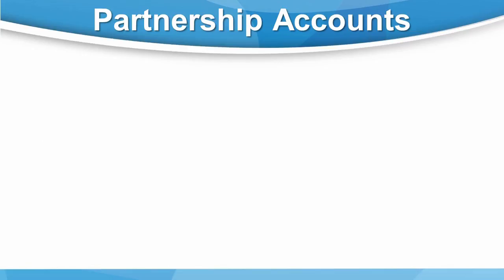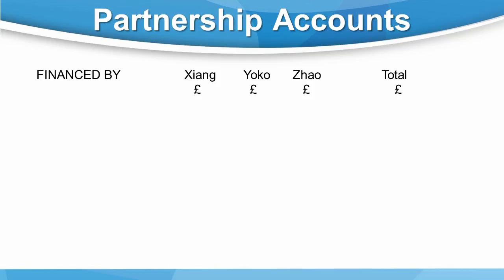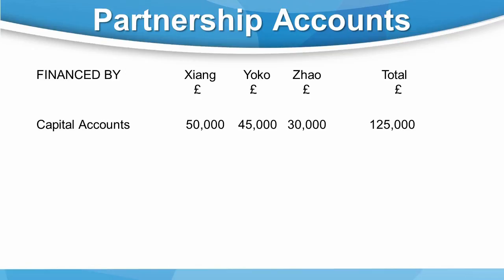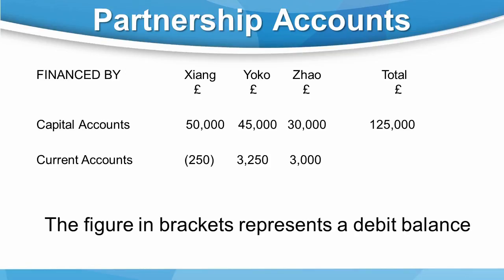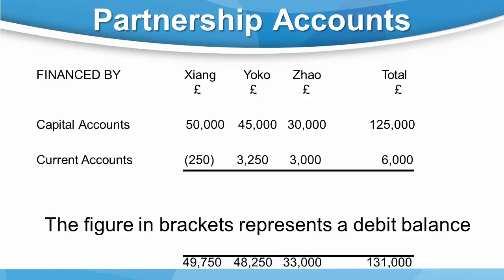The partner's capital account will appear on the statement of financial position. The assets and liabilities will be shown as before, but the capital section will be a little more detailed. Each partner will be shown separately. Each partner's capital account will be shown separately and in total. Then, each partner's current account will be shown separately. The figure in brackets here represents a debit balance, and in total. And finally, a grand total for each partner and a grand total for everything.